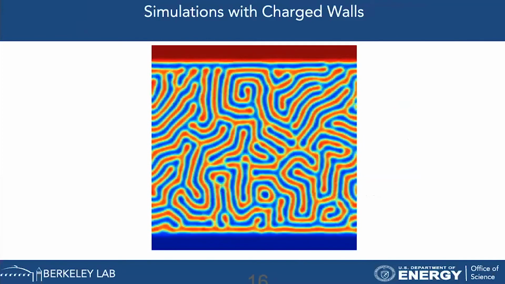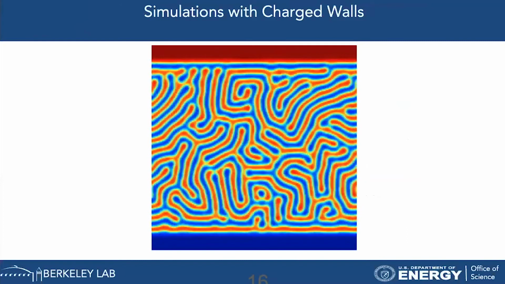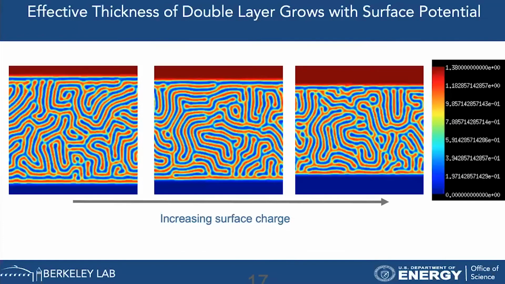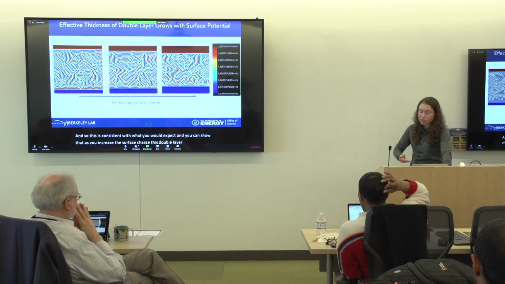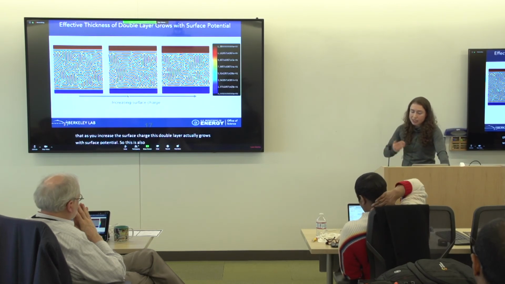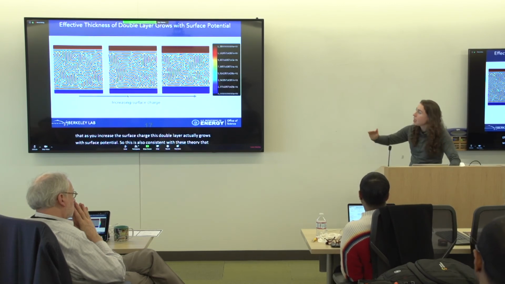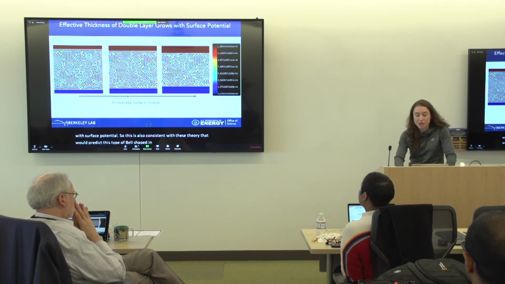So here we've added walls to the top and the bottom. And you can see that there's this buildup of the opposite charge, so this double layer development in our simulations. So this is consistent with what you would expect. And you can show that as you increase the surface charge, this double layer actually grows with surface potential. So this is also consistent with the theory that would predict this type of bell shape in the capacitance curves. And we can actually measure that.